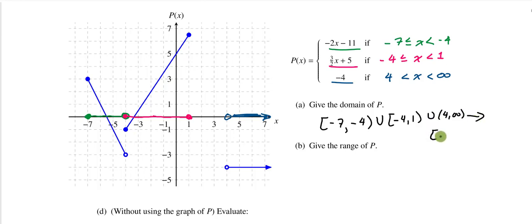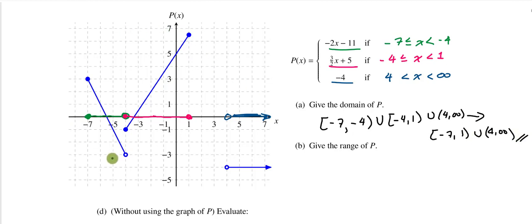The domain of this function would be from -7 to 1, unioned with 4 to infinity. If you were to write the domain this way, where you have a union symbol there, but there's actually no real gap, that's going to be misleading to your reader. So you want to go ahead and put that into a single interval, like I did right here.